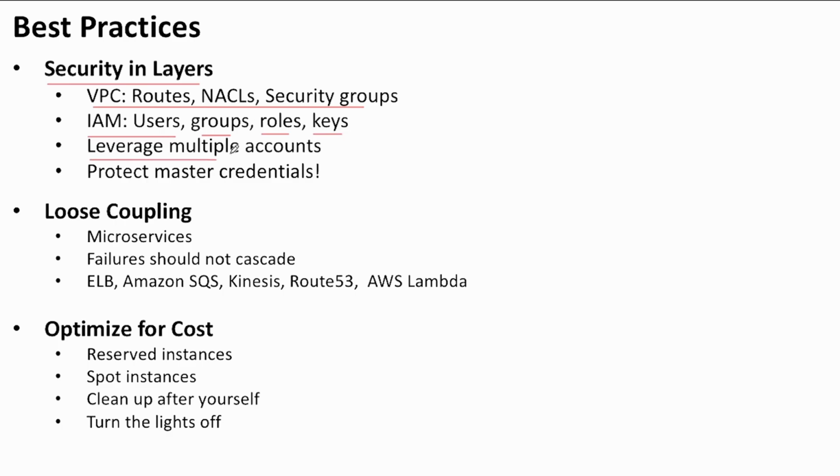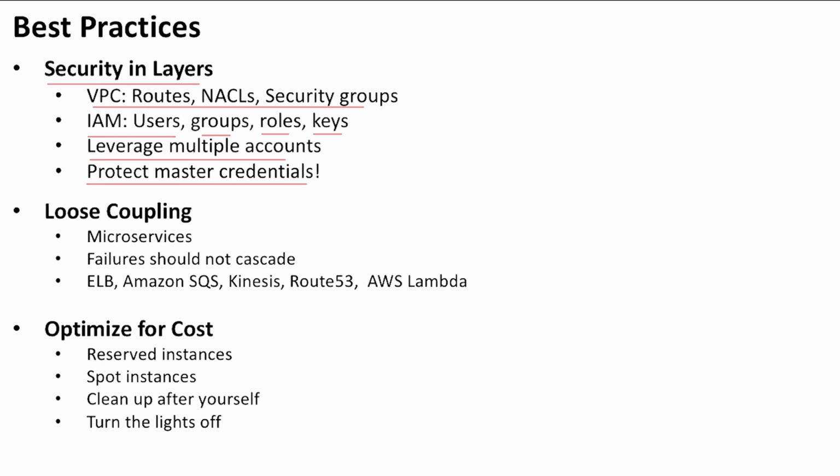Be sure and leverage multiple accounts. Multiple accounts can help segregate between different environments like development, test, and production. You could segregate based on business unit, like finance has one, accounting has theirs, engineering has their account. And of course, as we talked about, protect that master account. Protect your master credentials at all costs. Enable MFA, lock that physical MFA key fob in a safe, and remember that companies have gone out of business because they did not protect their master account.